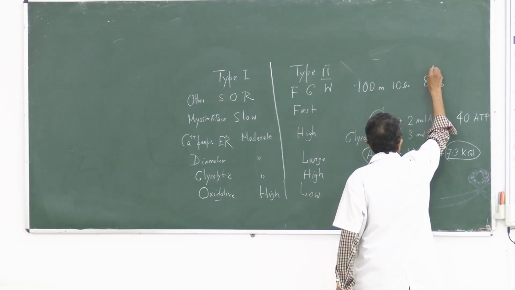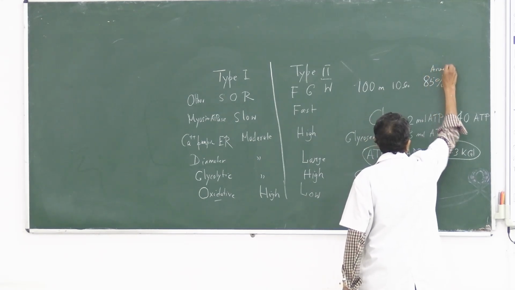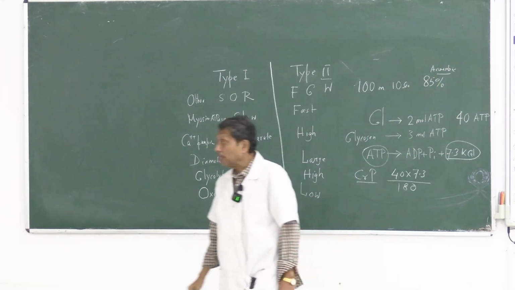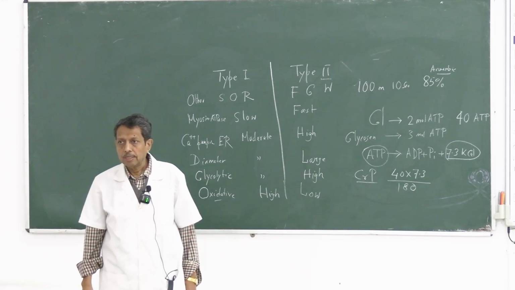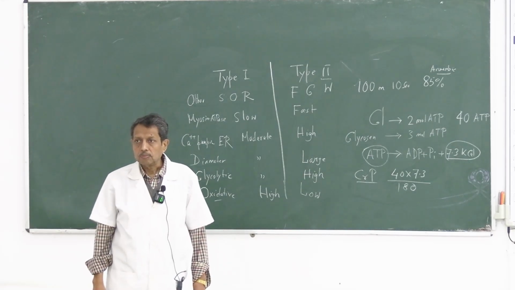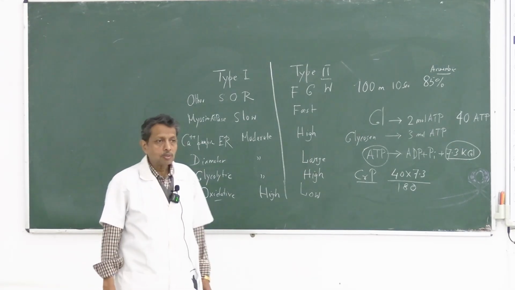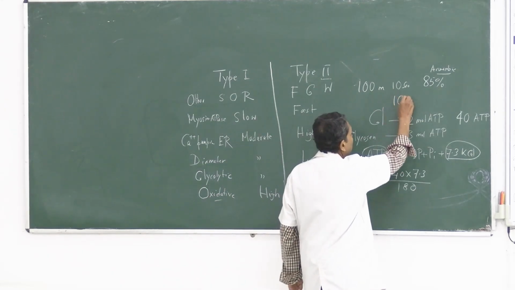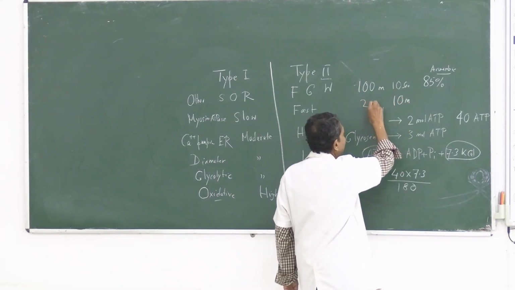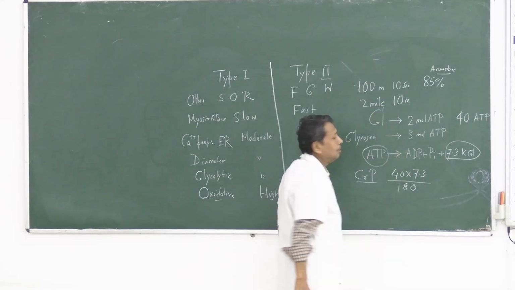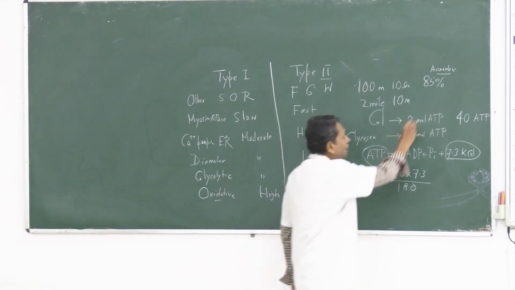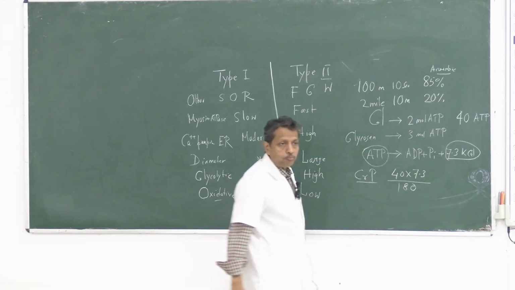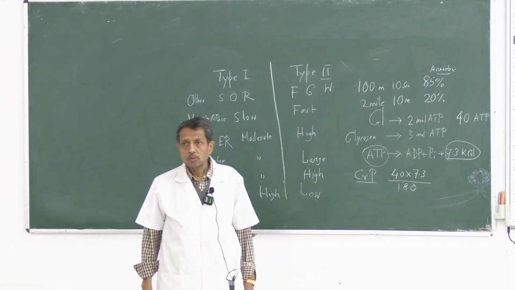Anaerobic process. 85% of energy is produced by the anaerobic process. Clear? Suppose in a 2 mile race of 10 minutes, 20% will come from the anaerobic source.